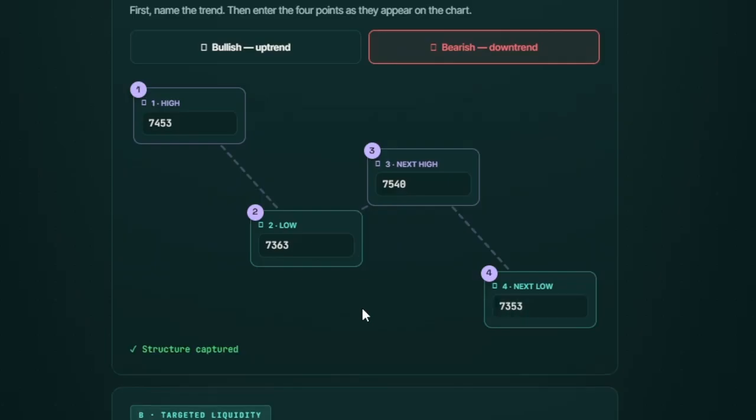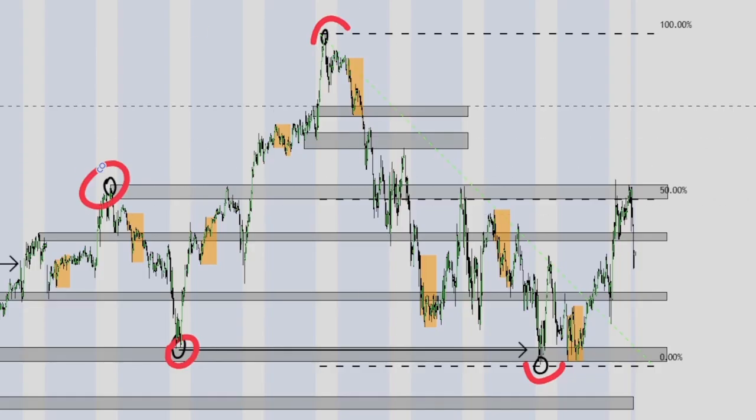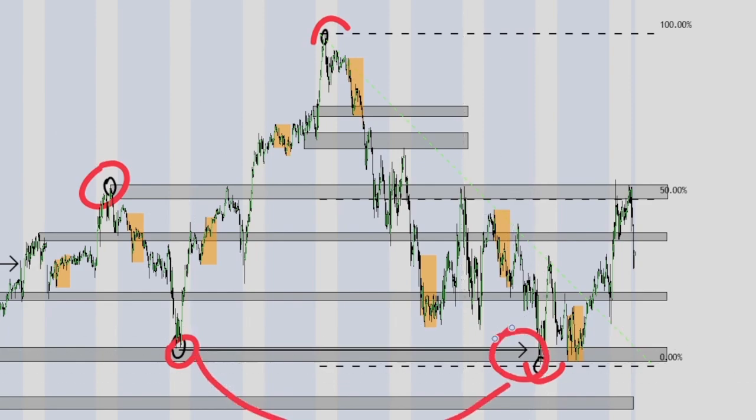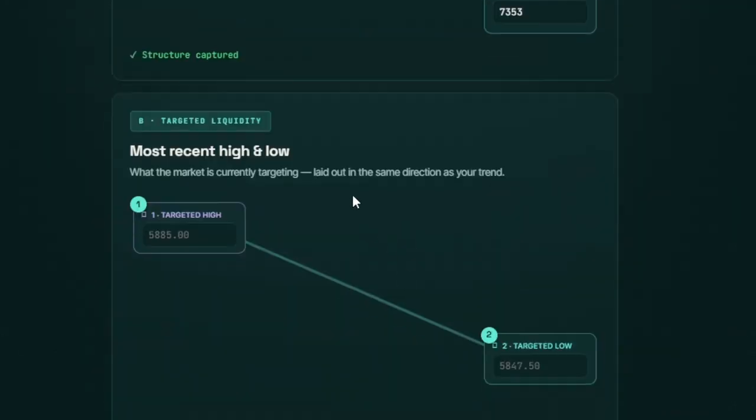73.53. Okay, so the system will prompt you to type in a bullish or bearish trend, in which case it's bearish. Just to quickly go over that, the last structural break was the low, so that defines it as bearish, according to the application. Once we've typed in our high and low, it will then prompt you to type in the most recent high and low, right? So first is structure.